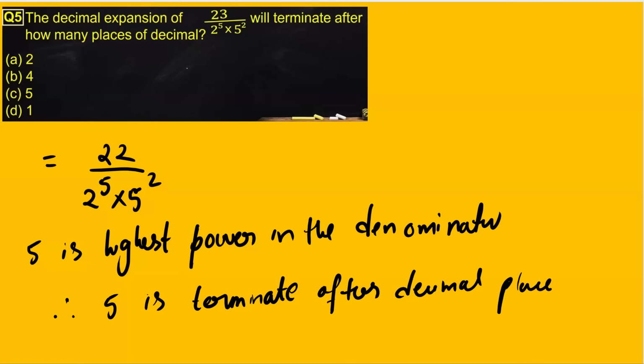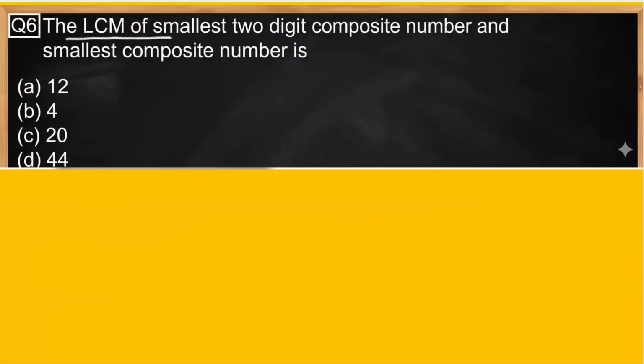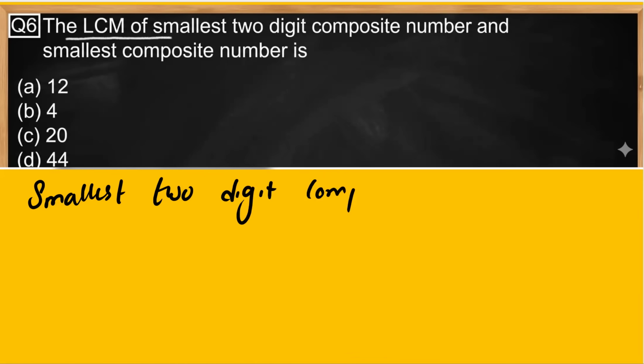So I hope you have understood, right? So next question. The LCM of the smallest two-digit composite number and the smallest composite number. So what is the smallest two-digit composite number? If you don't have an idea about composite numbers, the ones which are not prime numbers are composite numbers. The prime numbers are 2, 3, 5, 7, 11.